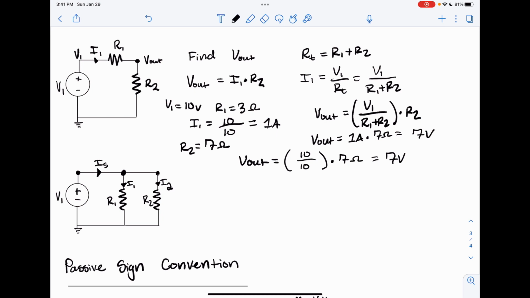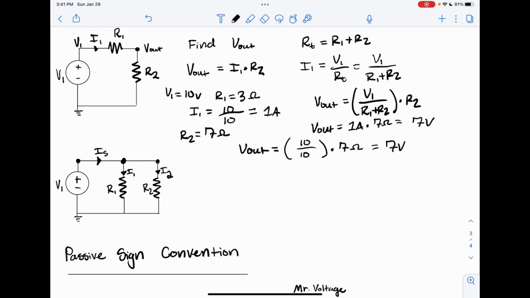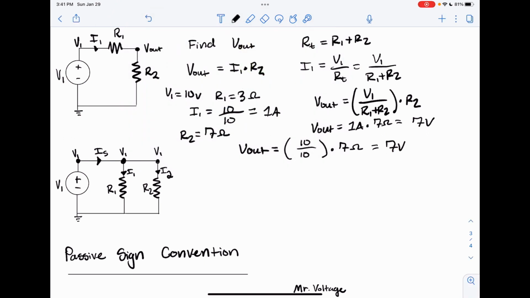But anyway, as we continue on, let's go ahead and try and find I2. Well, we know that the voltage here is V1, which means the voltage here is also V1, since these are all ideal wires. So we know, using Ohm's law, that I2 is equal to V1 divided by R2.